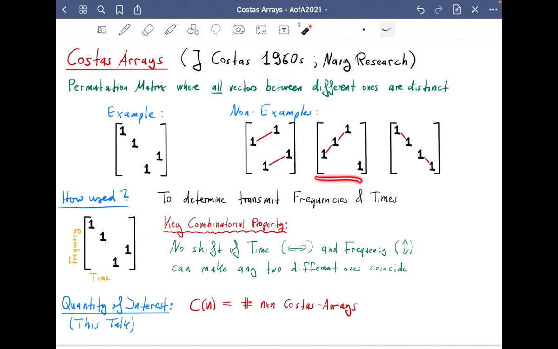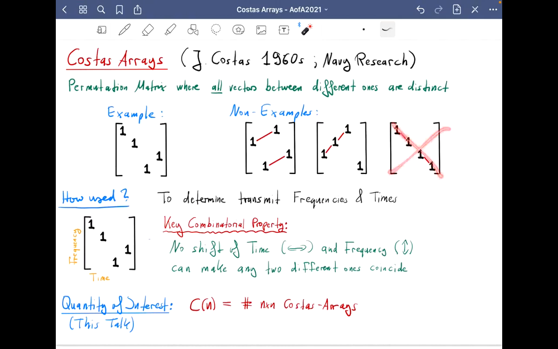A similar remark applies here. Here we can also draw a vector between these two ones and these two ones, and they will give you the same vector. So again, this is also not a Costas array. The third kind of situation you can think of looks more like a parallelogram. Here we can also draw the vector between these two ones, and it gives exactly the same vector as these ones. Okay, so also not a Costas array.